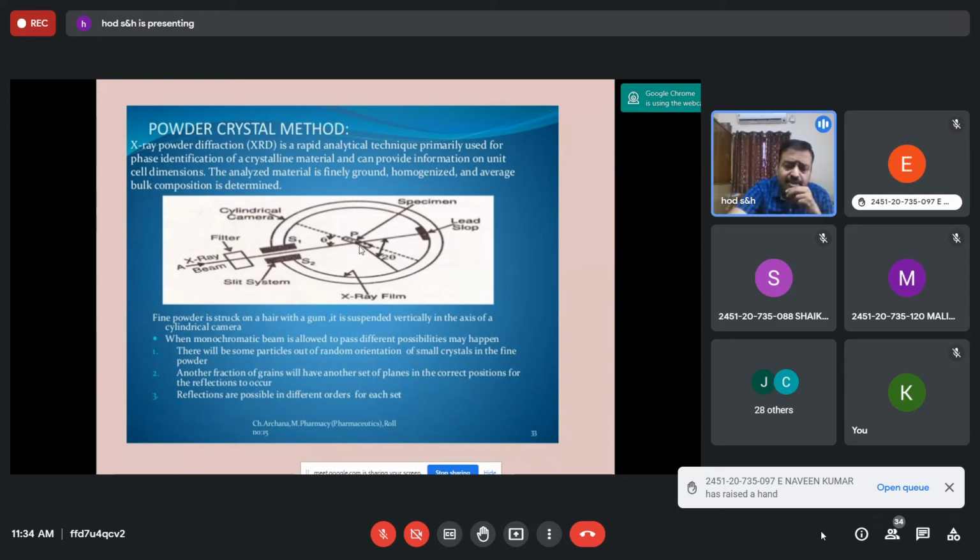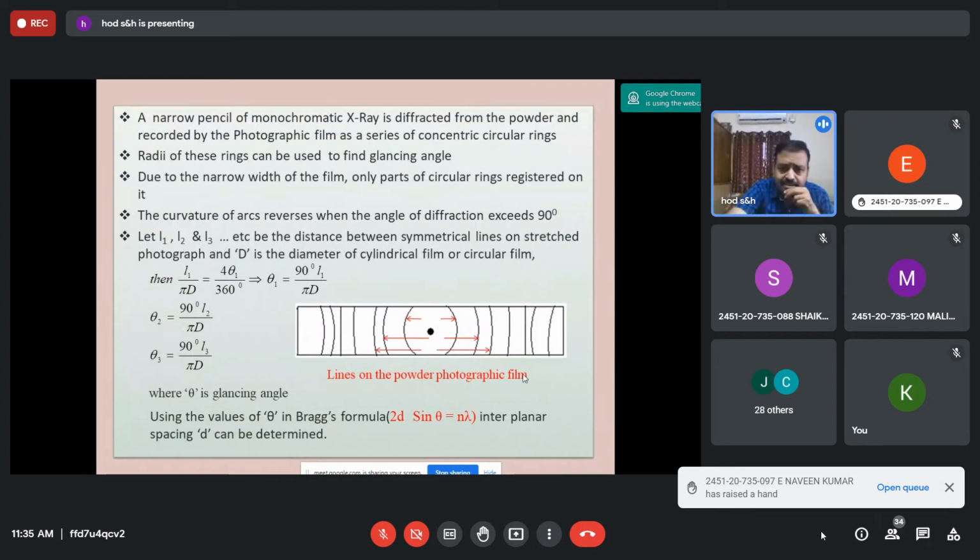In this powder, there are millions of crystals which satisfy Bragg's equation. When the X-rays scatter, there is a possibility of constructive interference as well as destructive interference. When constructive interference occurs, it follows Bragg's law, so it is recorded. It forms a cone, and it is registered on the photographic film. Due to the narrow width of the film, only a part of this cone is registered on the photographic film, as shown in the next slide.